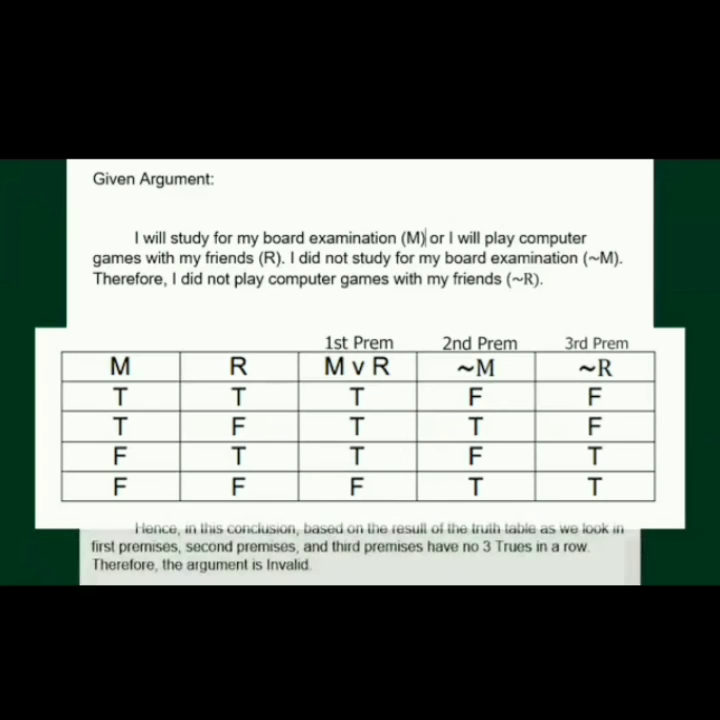In conclusion, based on the result of the truth table, as we look at the first premise, second premise, and third premise, there are no three trues in a row. Therefore, the argument is invalid.